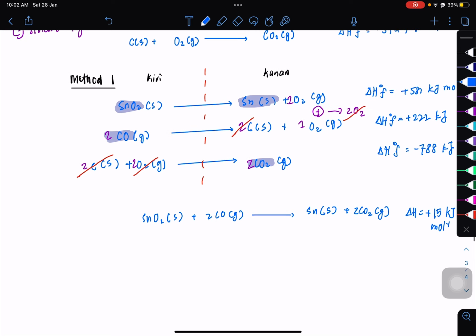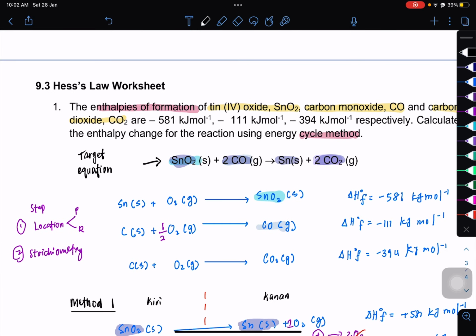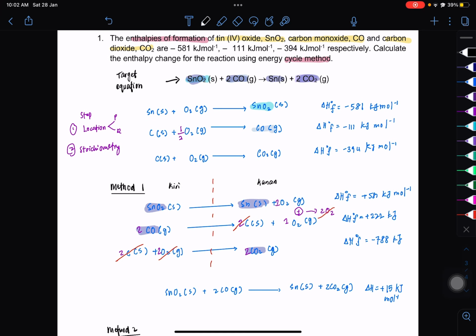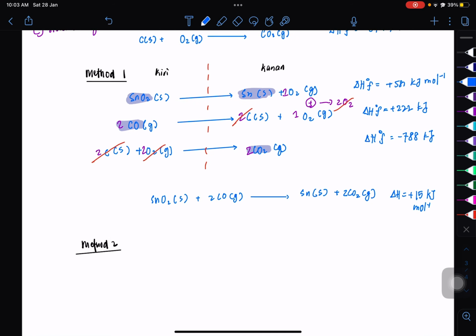So next, I will proceed to the second method, which is yang soalan ni minta, energy cycle method. Okay. But in your exam, if the question mention either you nak guna ni atau algebraic method, you must do. You tak boleh kalau dia short cycle method tiba-tiba you buat algebraic method. You cannot. Okay, you must to follow the instruction of the question.